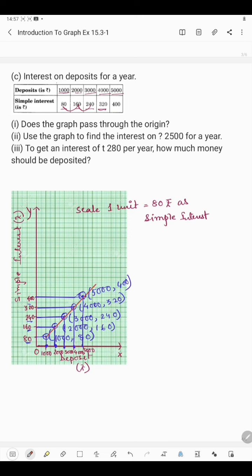Now the first question is, does the graph pass through the origin? If you extend the line, it comes from the origin, because O means origin and the coordinate of the origin is 0, 0. So does the graph pass through the origin? Yes, the graph passes through the origin.